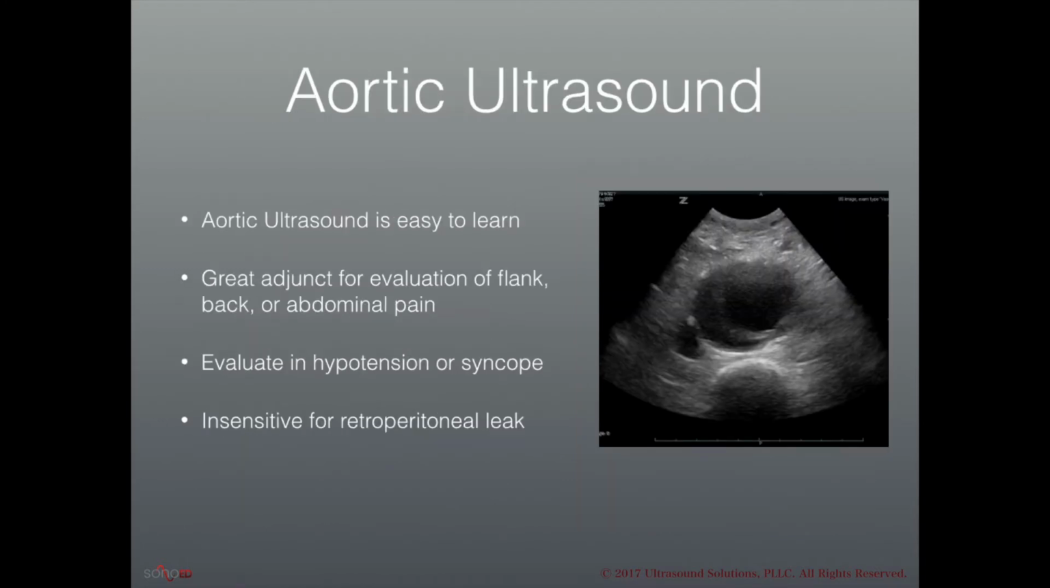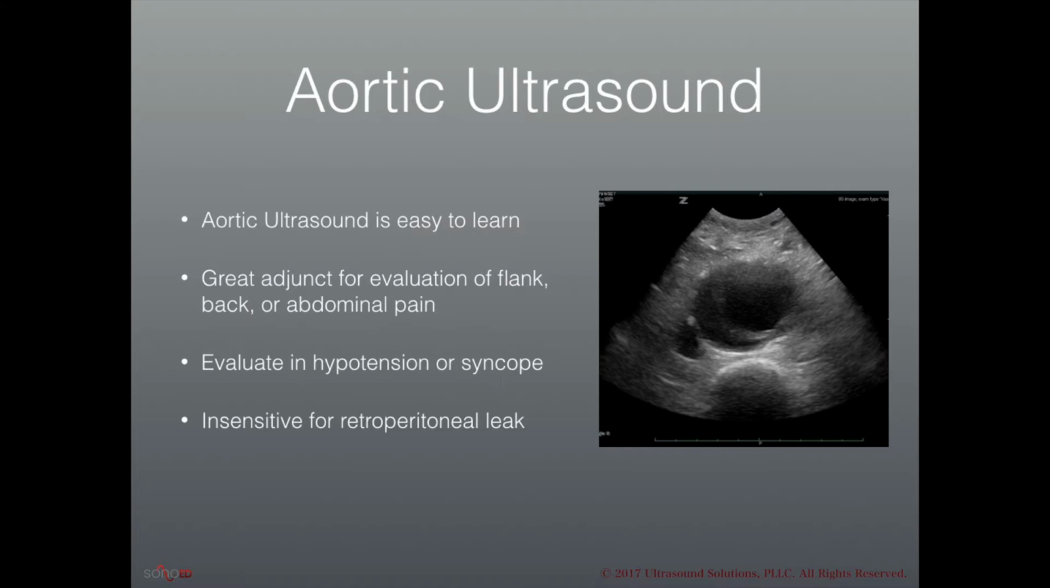We're going to define an aortic aneurysm as a diameter of the aorta over 3 centimeters. Ultrasounding the aorta is very easy to learn, and this is really a great adjunct to your evaluation of patients in the emergency department who have abdominal, flank, or back pain. And furthermore, in patients who come in with undifferentiated hypotension or syncope, this is a great tool to add to your armament. We must remember, though, that ultrasound, while very sensitive for the aneurysm itself, is insensitive for the leak.